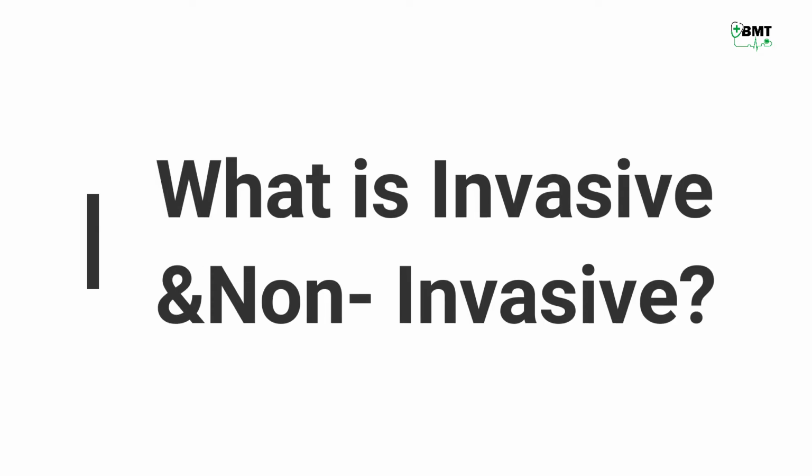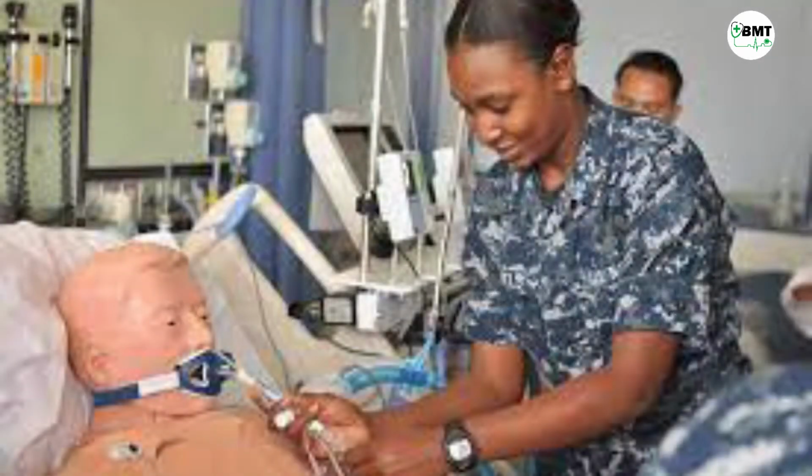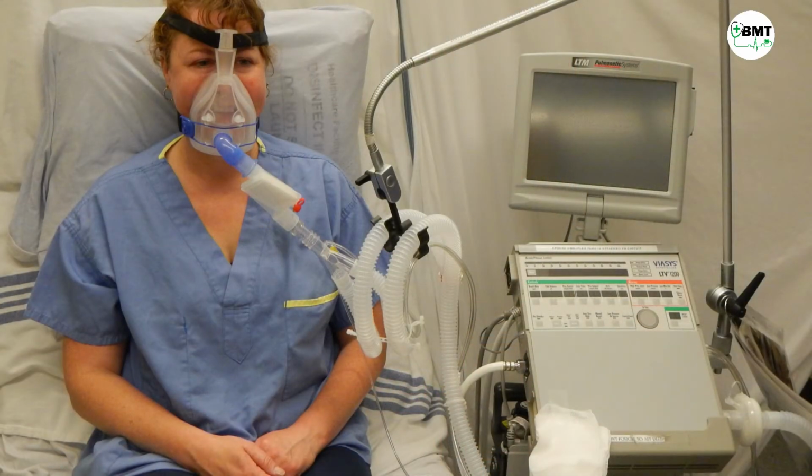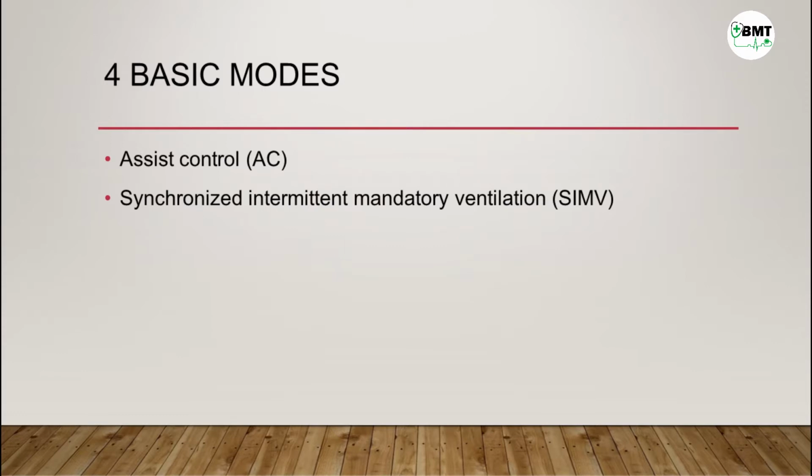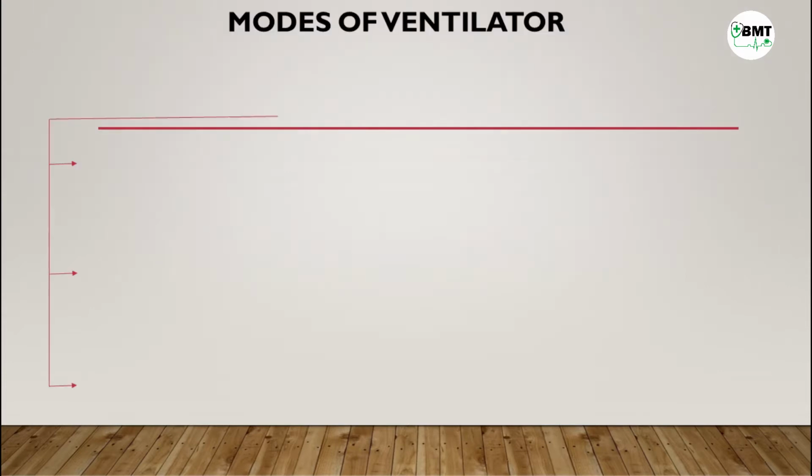Now what is invasive and non-invasive? Invasive is through an ET tube, which means a tube going inside the patient, and non-invasive is through a mask. So now let us understand the basic modes. Almost all ventilators have the capability of being set into these basic modes, which include assist control (AC), then SIMV, that is synchronized intermittent mandatory ventilation, and pressure support modes and non-invasive modes.